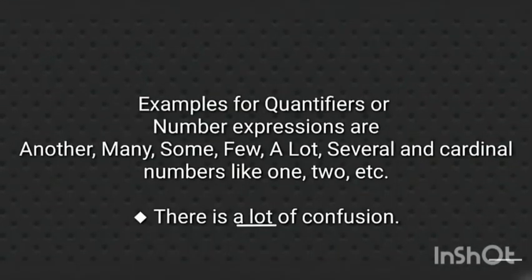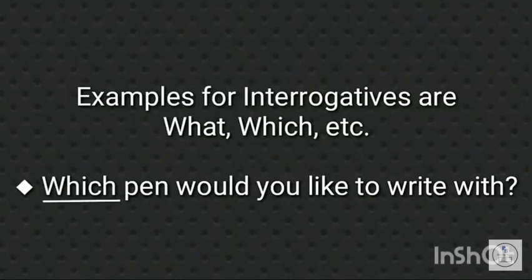Next, examples for quantifiers or number expressions are another, many, some, few, a lot, several, and cardinal numbers like 1, 2, etc. Take one example. There is a lot of confusion. Here we have used a lot as a quantifier. Next, examples for interrogatives are what, which, etc. Which pen would you like to write with?